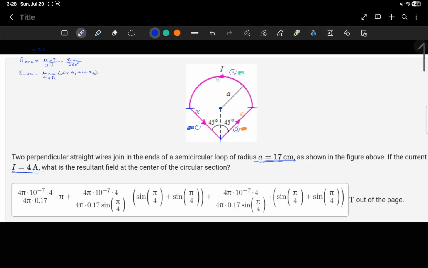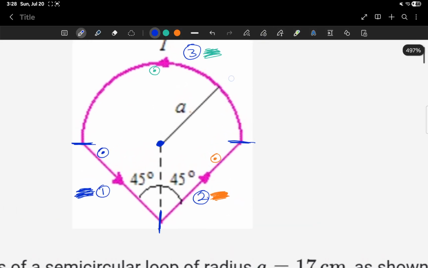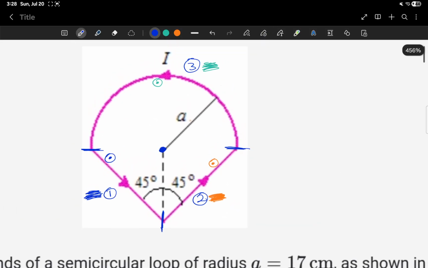Now to actually get the problem started, I've taken this diagram and I've basically broken it into 3 pieces. Piece number 1, the wire over here. Piece number 2, the wire over here. And these wires, remember that they're no longer infinite because they're now curved instead. And then I have piece number 3, which is the semicircle.